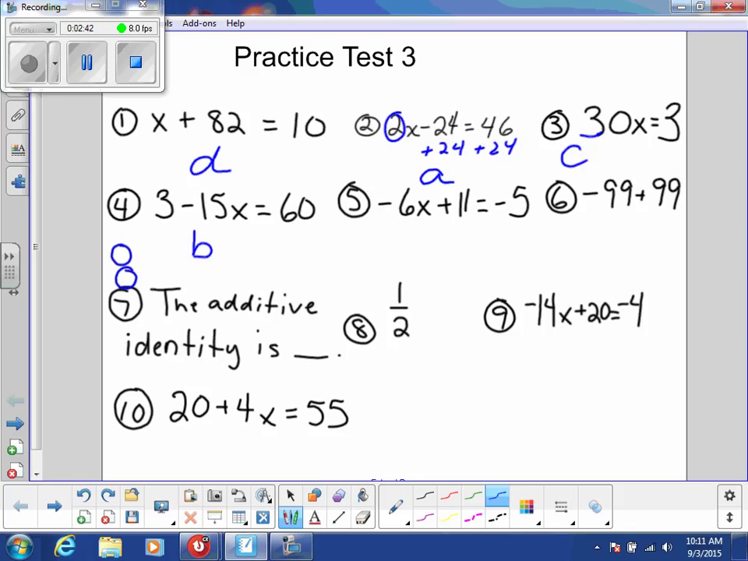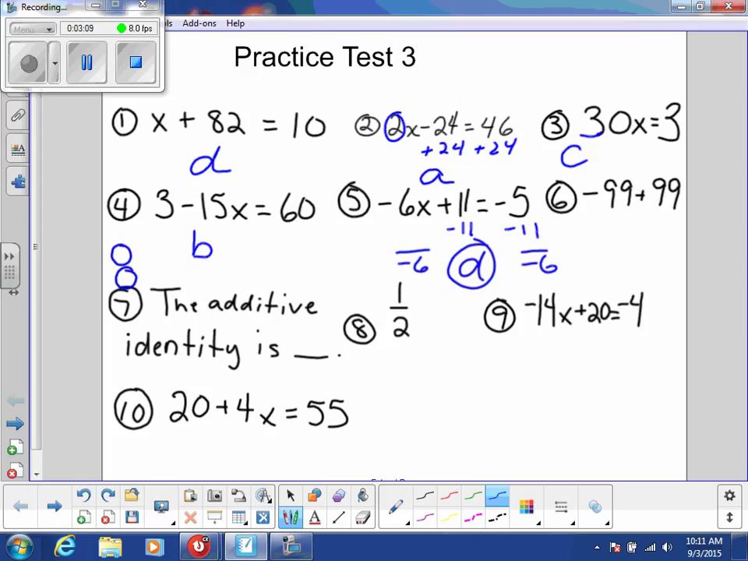In number 5, to solve this equation, there are 2 things you have to do. Subtract 11 from both sides. Also divide by -6 on both sides. Neither one of those answers is represented in number 5. So once again, the correct answer has to be D, none of the above.